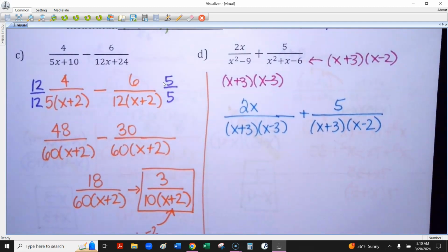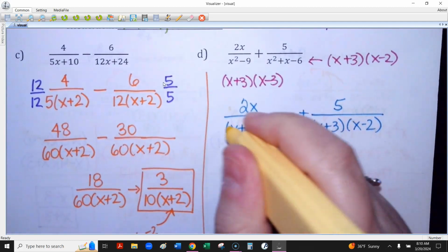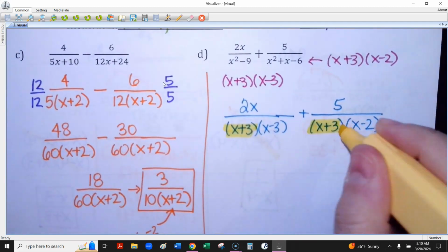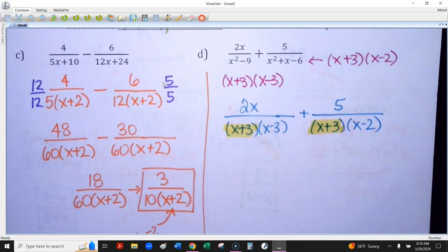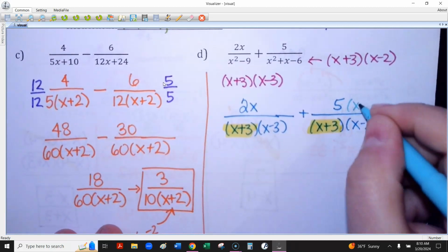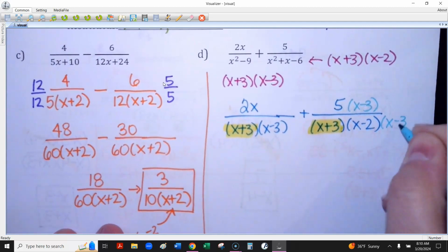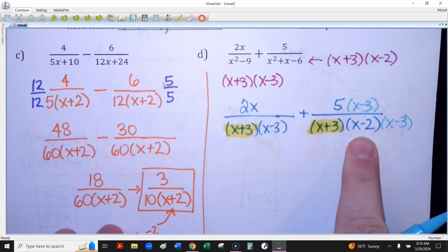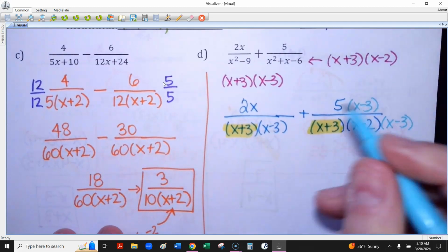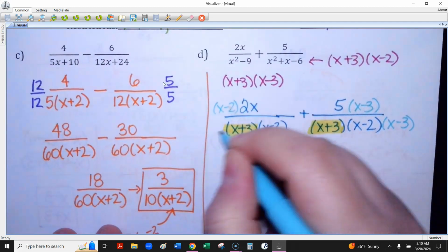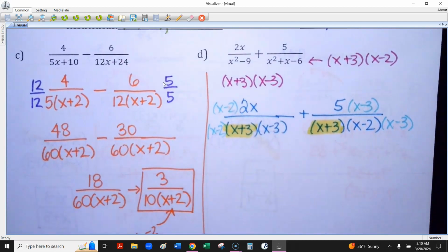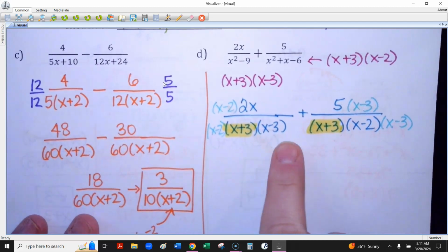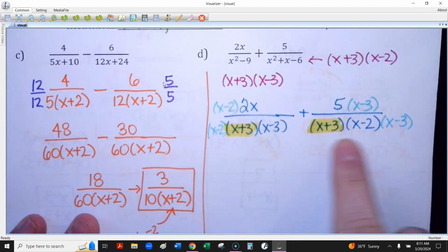All right, now I already have an x plus 3 in both of these, so we're on the right track to getting a common denominator. What I'm missing over here is the x minus 3. And this one has an x minus 2, so that's what I'm missing over here. So I'm going to do x minus 2. Now, don't do anything to the bottom of this fraction, okay? We got a common denominator. They don't have to all come in the same order when you write them, as long as you have all three of the same factors.